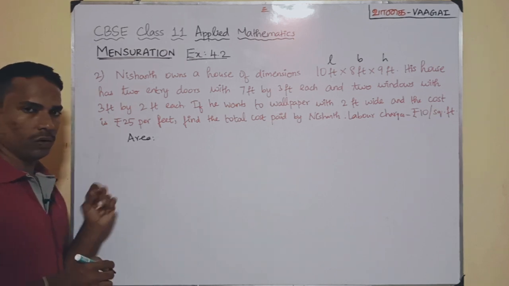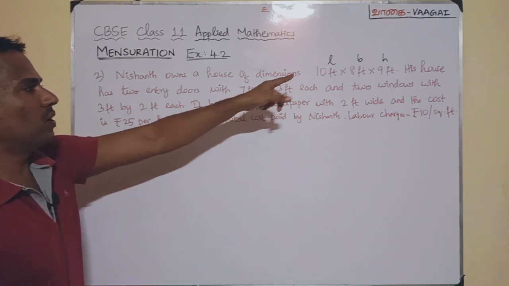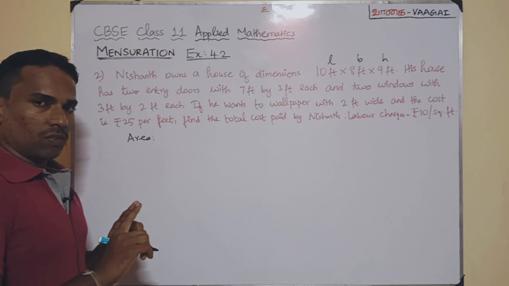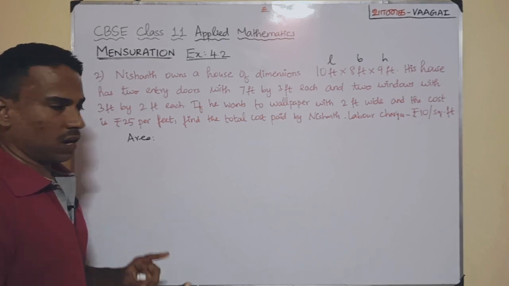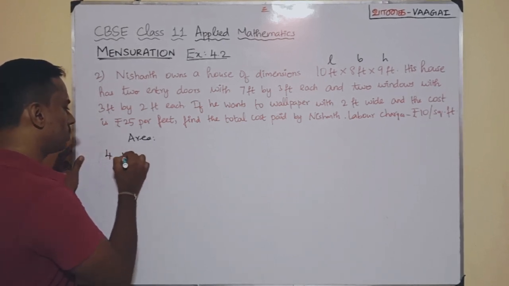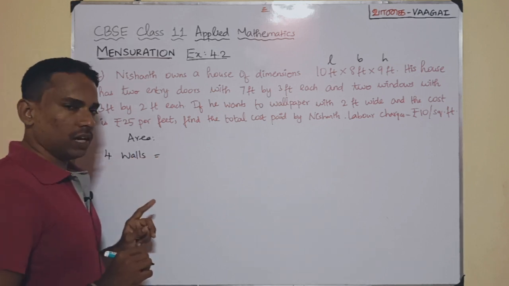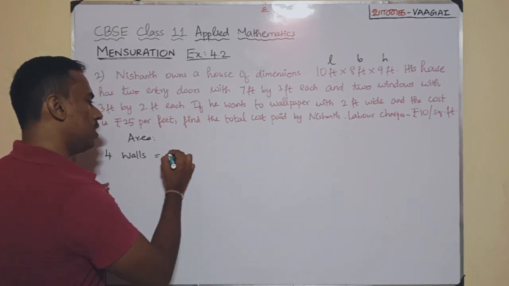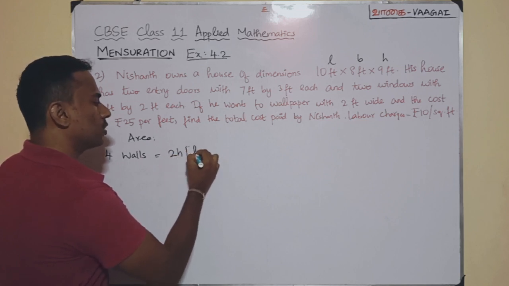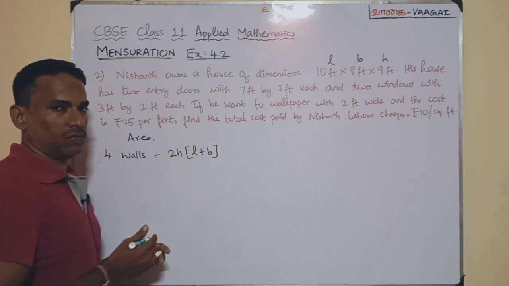Now listen very carefully. First of all, we have the dimensions given. First find the complete area. For the 4 walls, we will find the total area. Now what about the area of the 4 walls? It is going to be 2h into (L plus B). So this is going to be the formula.